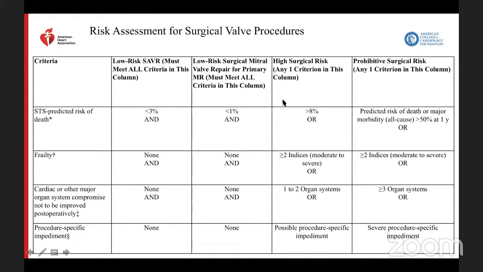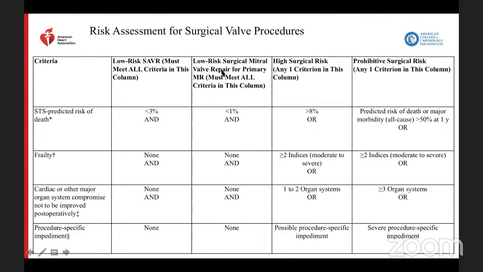For risk assessment of surgical valve procedures, we have 4 criteria. STS score for mortality risk assessment, frailty scores with 7 different indices to categorize patients with no frailty, mild, moderate, and severe frailty, cardiac or other major organ system compromise, and procedure-specific impediment. So for low-risk surgical AVR, patients must meet all these criteria: less than 3% STS mortality risk score, and no frailty, no cardiac or major organ systemic compromise, and no procedure-specific impediment. This is new in the latest guidelines.